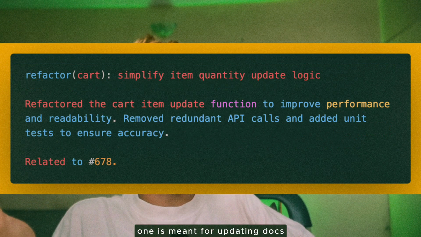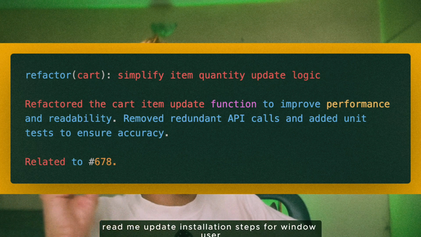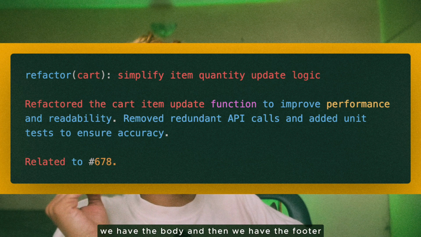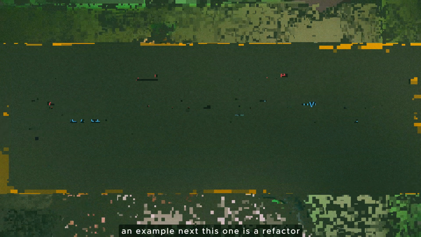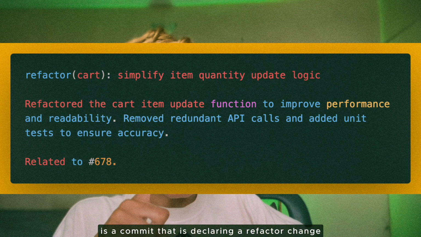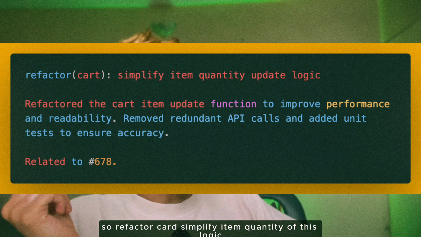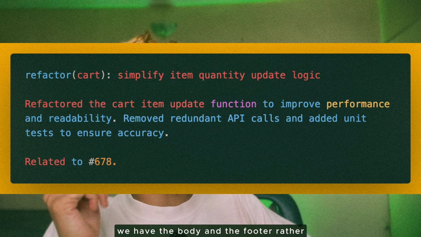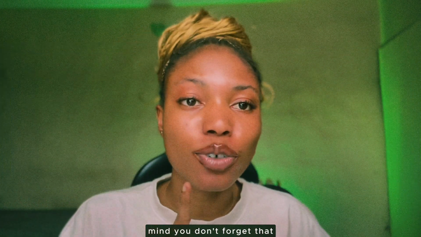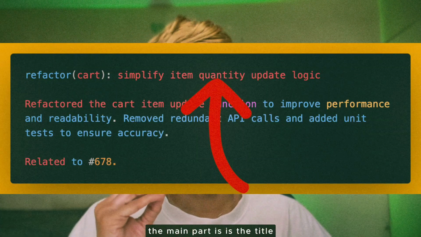Let's look at another example. For example, this one is meant for updating docs. So docs readme, update installation steps for Windows users. We have the body and then we have the footer. Next, this one is a refactor, a commit that is declaring a refactor change. So refactor cart, simplify item quantity update logic. So we have the body and the footer. Mind you, don't forget that the body and the footer are optional parts. The main part is the title.